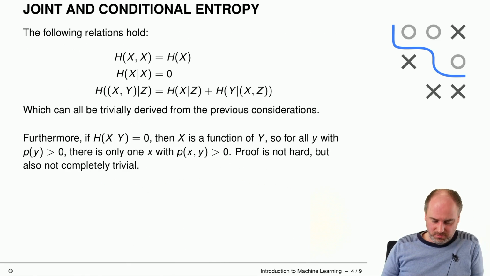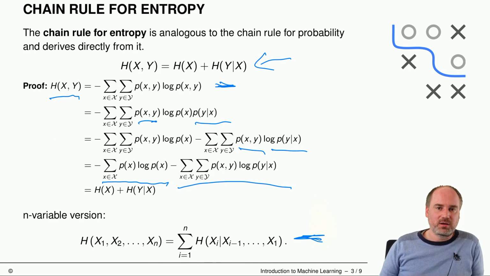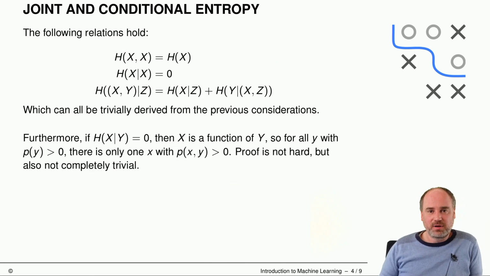There are a bunch of very, very simple conclusions from this, corollaries. So first of all, the joint entropy between x, x is simply the entropy of x. The conditional entropy of x given x is 0. And the conditional entropy of x comma y conditioned on z is the entropy of x conditioned on z plus the entropy of y conditioned on x and z. And this is exactly the same formula as before, when you just condition everything on z. I'm not going to prove this here. You can try this out yourself, and you should be able to do this in very few lines, very often just one.